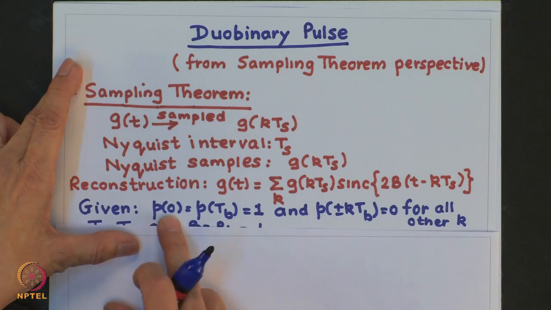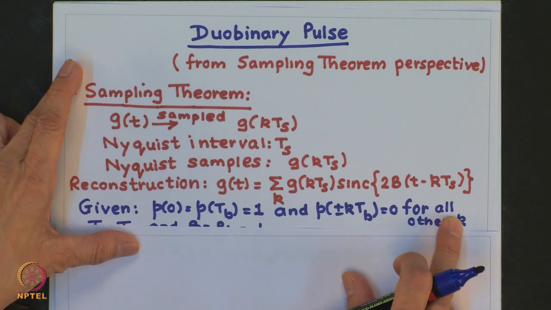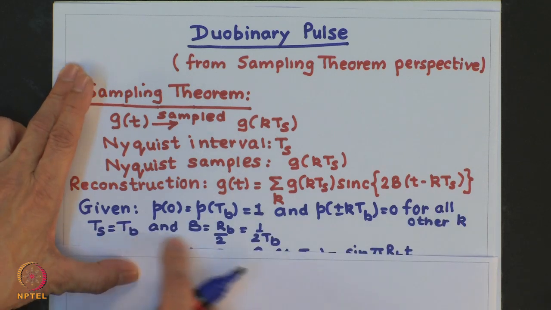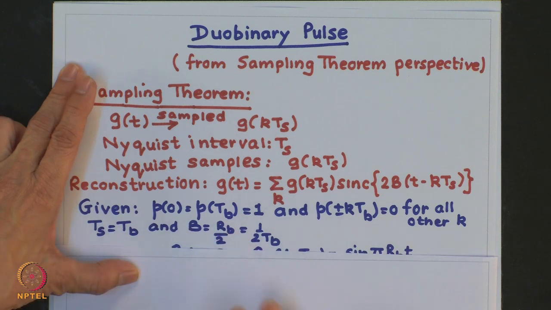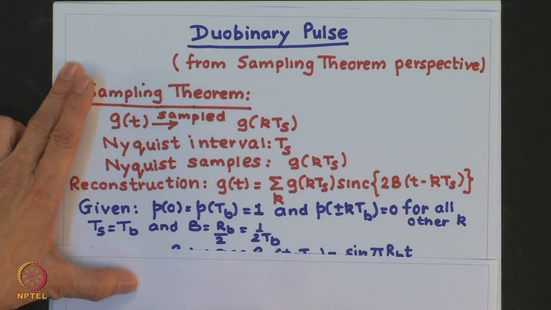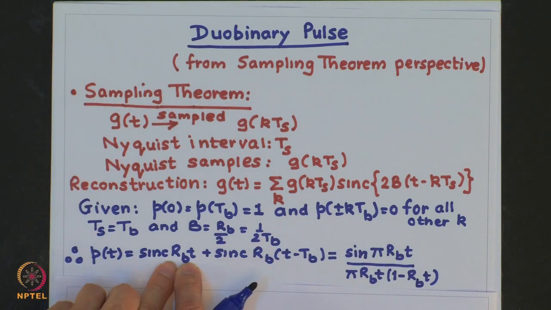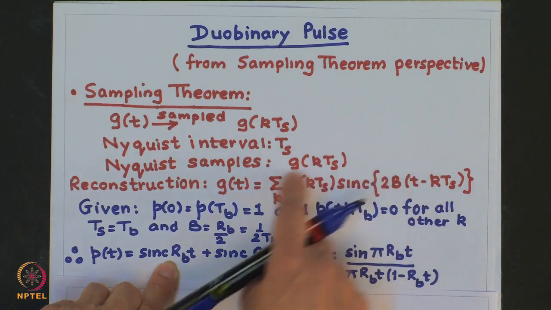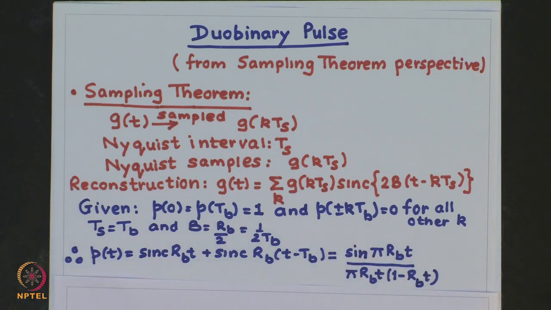In our case, P(0) and P(TB) are equal to 1 and all other terms are equal to 0. So TS is equal to TB, and the bandwidth is equal to RB by 2, which is nothing but 1 by 2 TB. In our case, the reconstruction filter bandwidth is RB by 2. And if we take this and plug it into this, we immediately get this PT: we get sinc(RB t) plus sinc(RB(t minus TB)) from this formula, and this is nothing but this expression, correct?